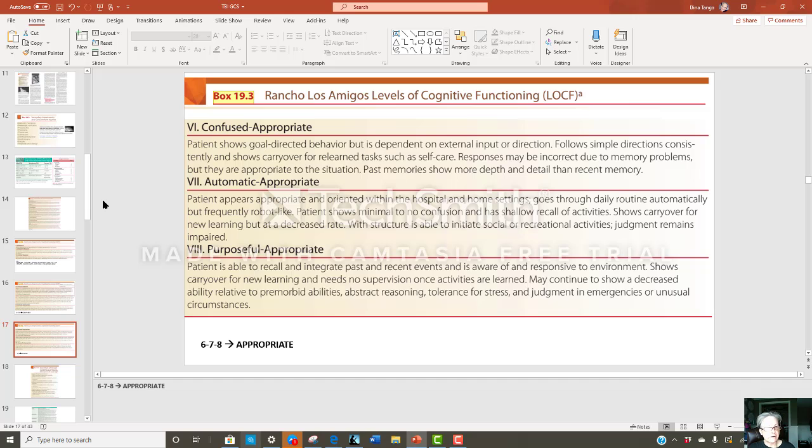That's number 7. So now we're getting to number 8, which is purposeful, appropriate. Hey, we're getting there now. Patient is able to recall and integrate past and recent events and is aware of and responsive to the environment. Patient is able to recall and integrate past and recent events.